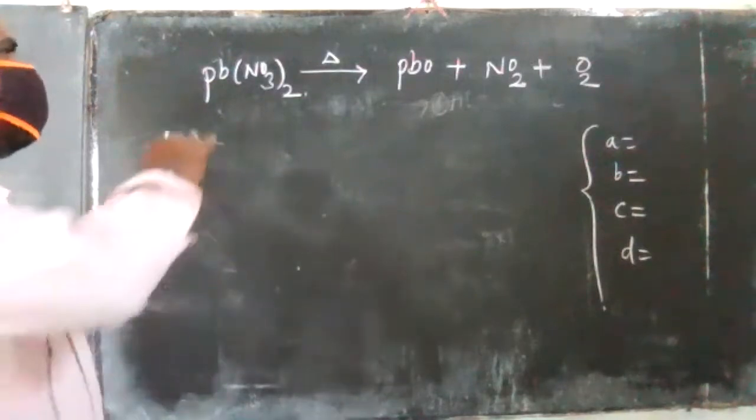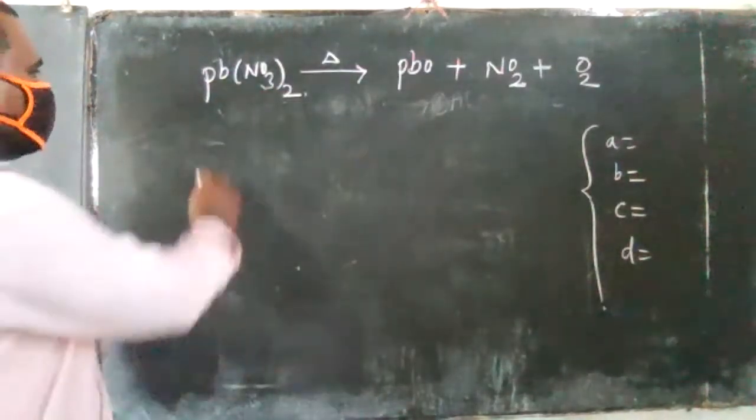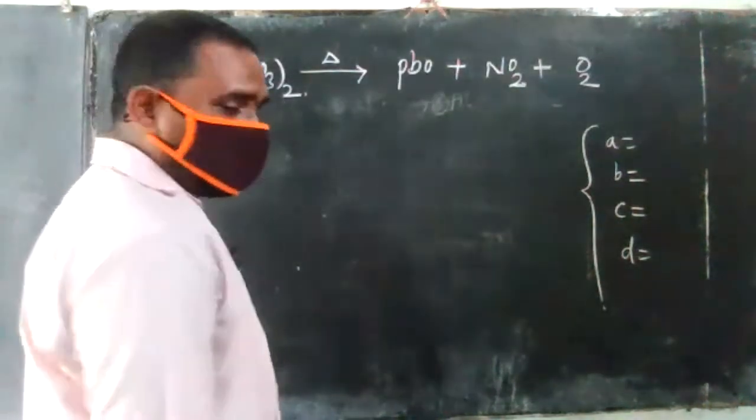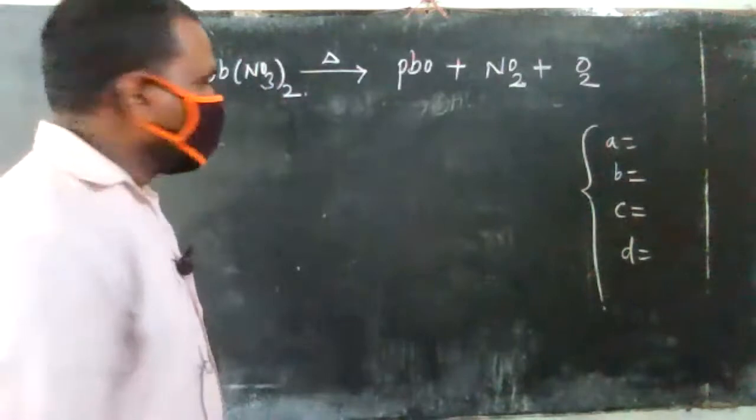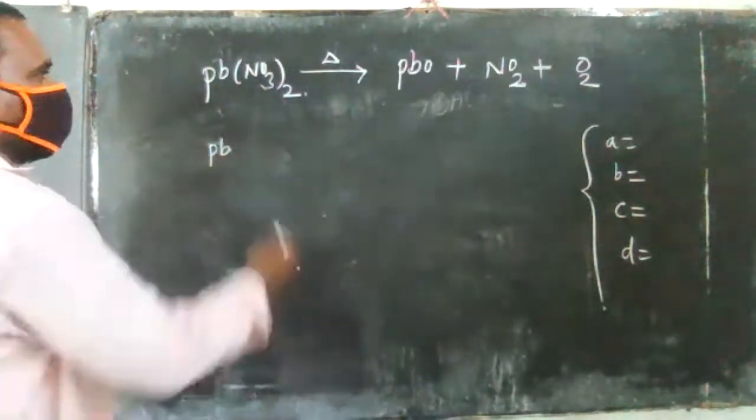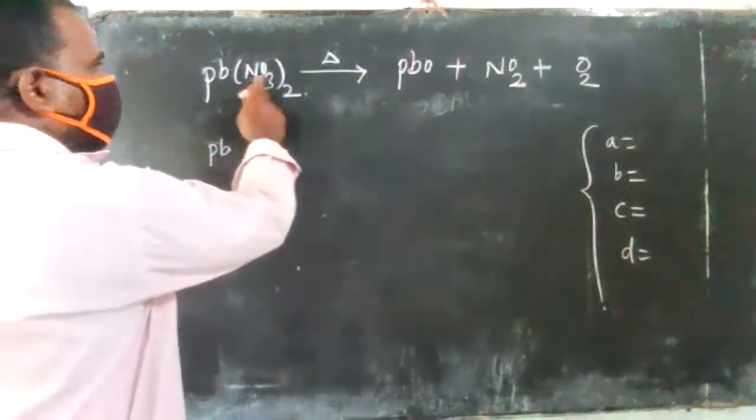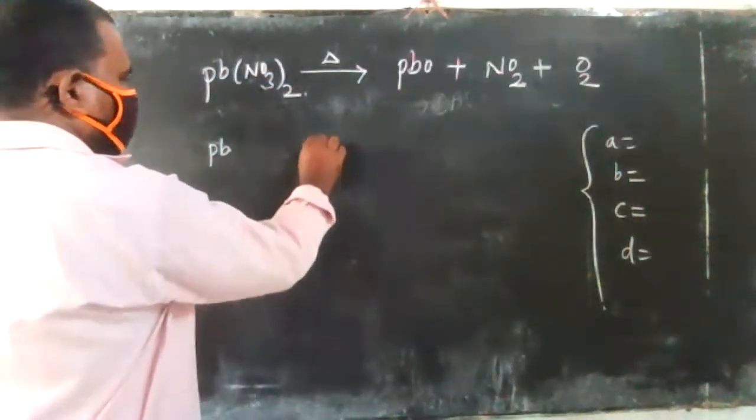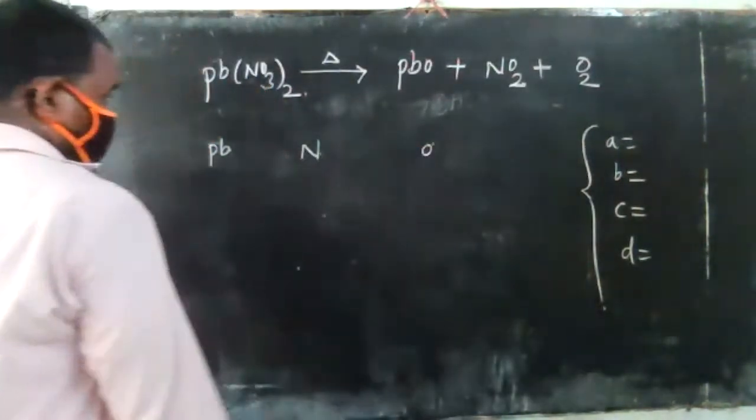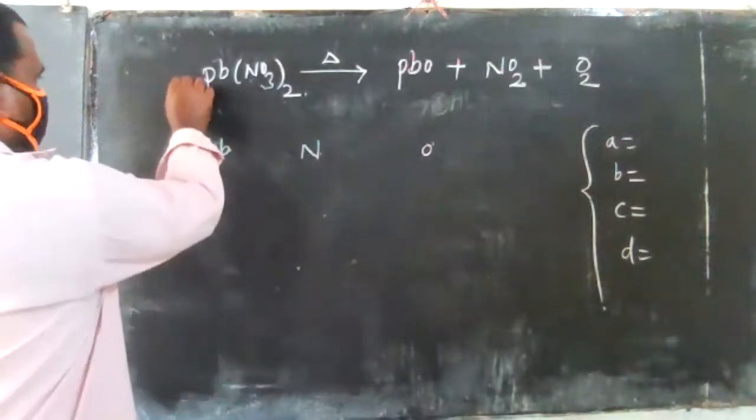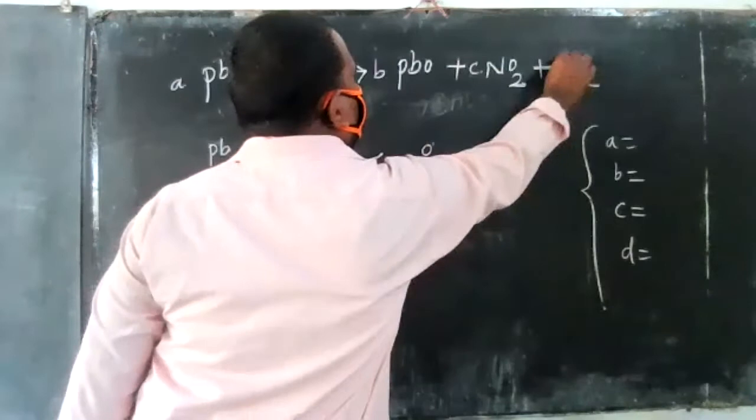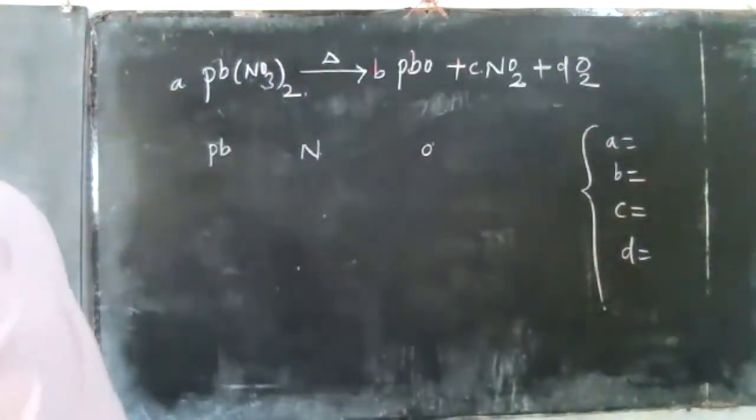Okay, now do this in the mathematical way. How can you solve this problem? First of all, lead, on both sides there. Next nitrogen, then oxygen. So this is A, this is B, this is C, and this is D.